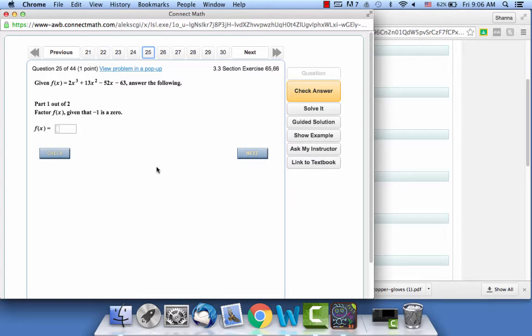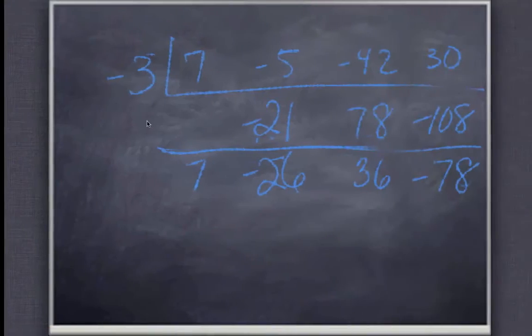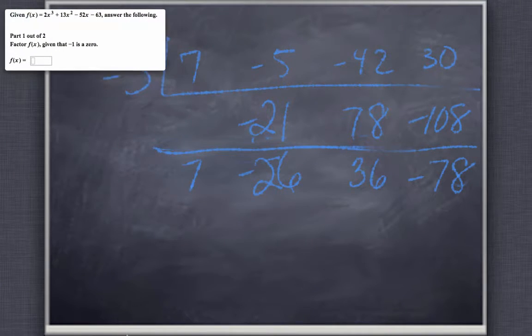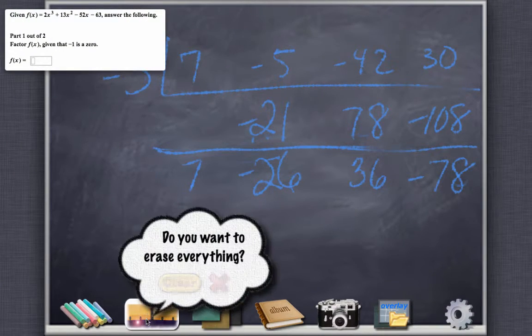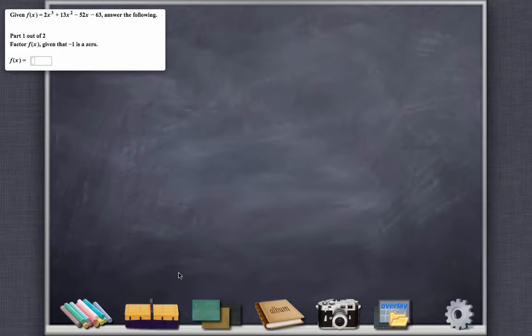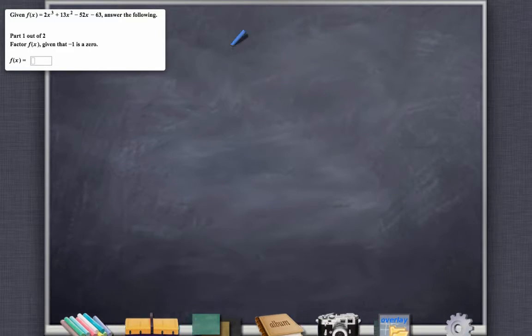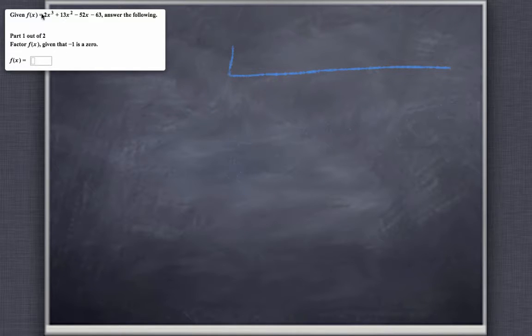So, okay, this is how we use this technique now. We've beaten it to death. Let's use it. We're given that negative 1 is a 0. So if I take out x plus 1, I'll be left with a quadratic because this is cubed. And I did again make sure I had every power of x there. So I'm going to take out negative 1.